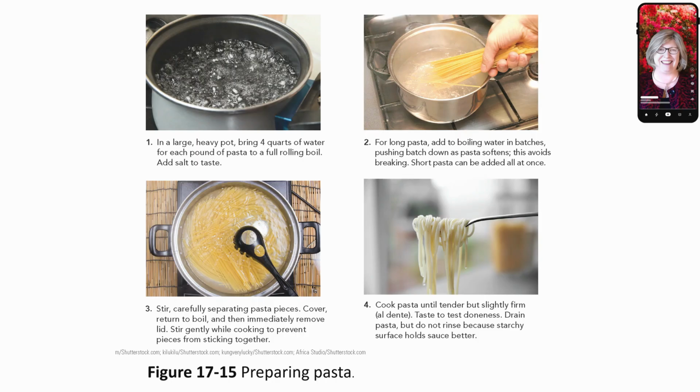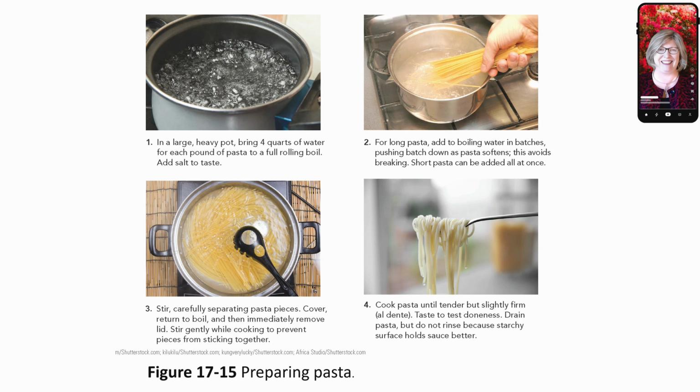Figure 17-15 shows how we prepare pasta. In the first image, you see a large heavy pot where we're bringing 4 quarts of water to a boil for each pound of pasta. You might wonder, why do we need so much water? This is so the starch in the grain will fully gelatinize. For long pasta, you can add it to boiling water in batches. And if you push it down while you are adding it to the boiling water, it will soften so you can fit it all in the pot without having to break it. If it's a short pasta, you can add it all at once.